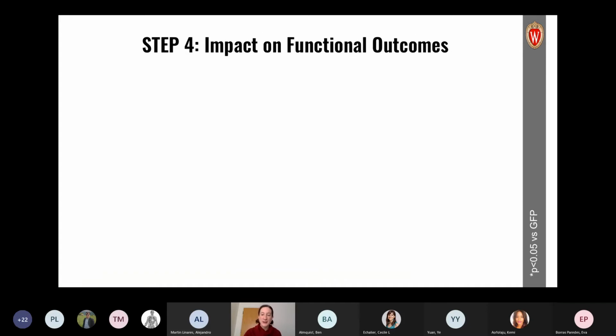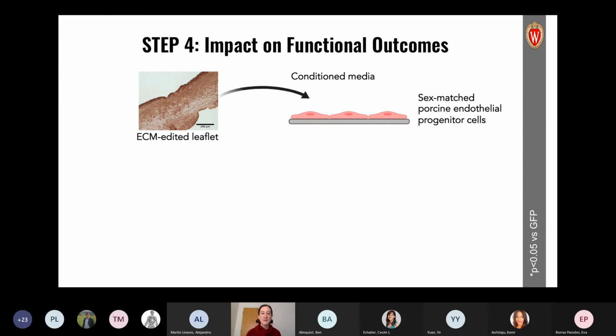So what are the functional outcomes? It's one thing to say I have more HA present and it's making the cells produce more VEGF, but is that increase in VEGF actually physiologically or biologically meaningful? So we took our ECM-edited leaflet, where we had this enrichment in HA, and took the media from it, because our cells in this leaflet are producing more VEGF and it's going off into the media.